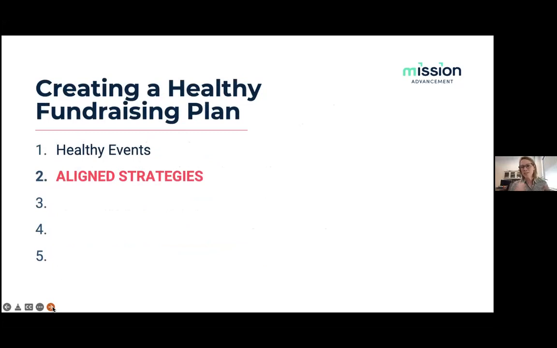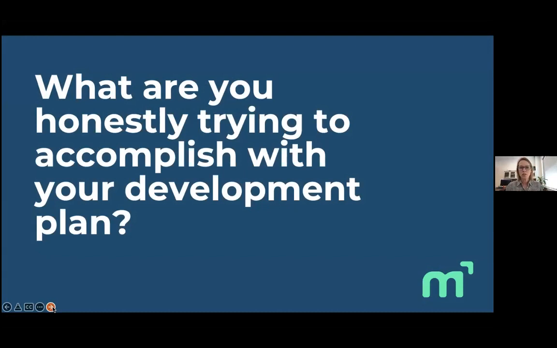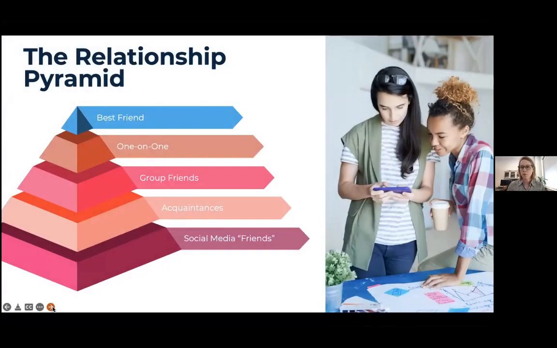Okay, so that's healthy events and thinking about how they play into your full development plan. The second then is just to be looking at your development operation from a completely alignment point of view. So the question is, what are you honestly trying to accomplish within your development plan? And obviously it's more than just raising X amount of money, but how are we going to do that? What are the strategies that are going to lead us to that sustainable kind of growth that we want?